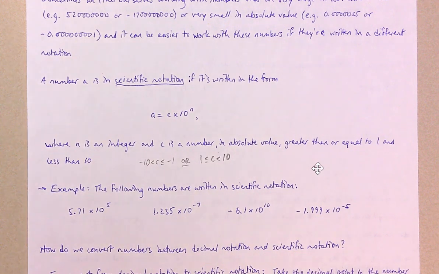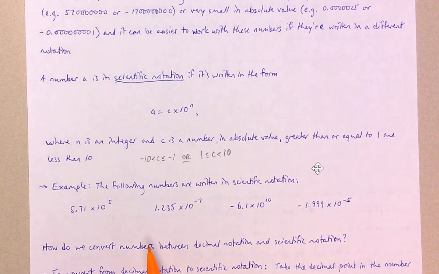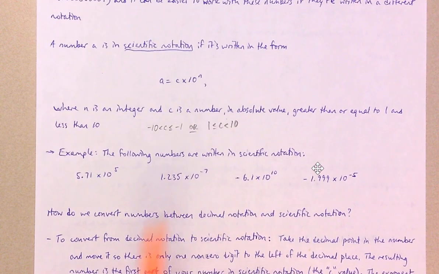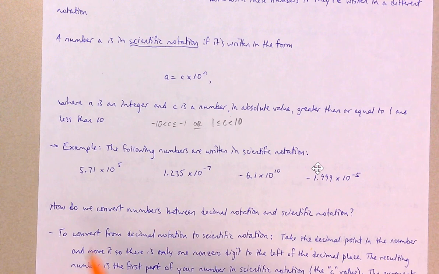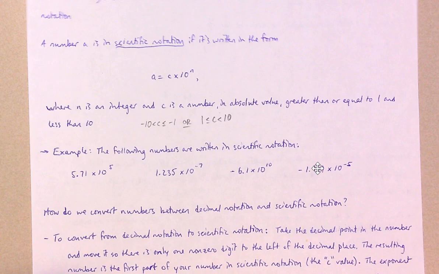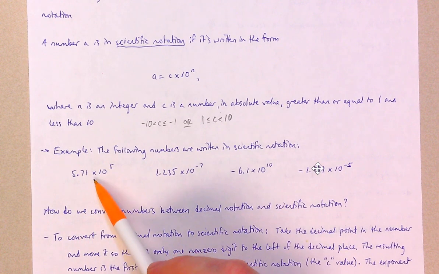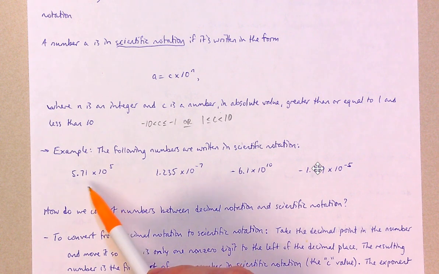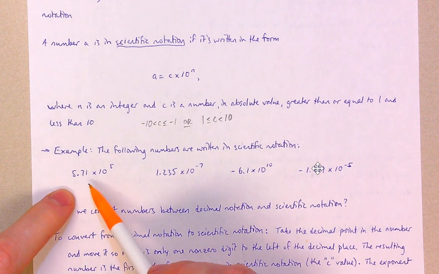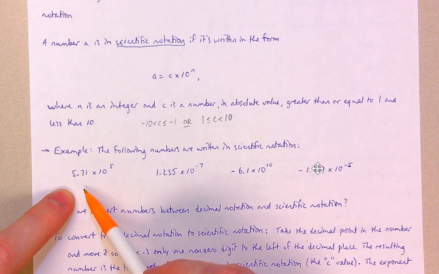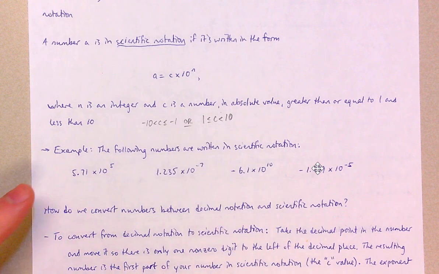And these are all samples of numbers that are written in scientific notation. 5.71 times 10 to the 5th power. 1.235 times 10 to the negative 7th. In each of these cases, there is an exponent that is an integer, and our c value, the number before the multiplication, is a number that has one digit to the left of our decimal place, and that's it.